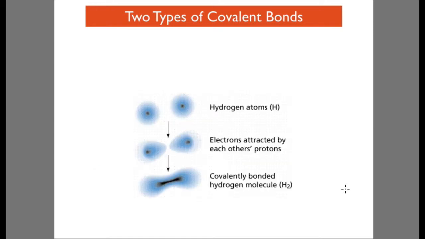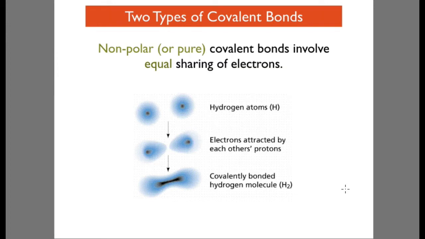There are 2 types of covalent bonds. The first is non-polar covalent bonds. These involve the equal sharing of electrons. A good example would be hydrogen atoms. When they bond to form a hydrogen molecule, the electrons are attracted by each other's protons by an equal amount. So, here, the covalently bonded hydrogen molecule, you can see this electron cloud.